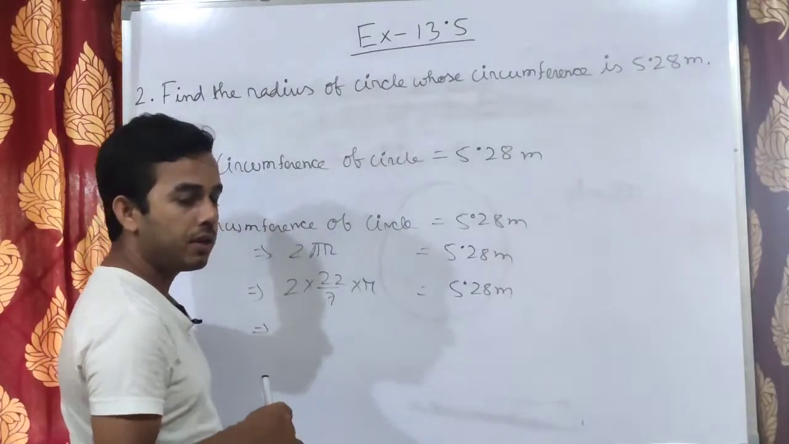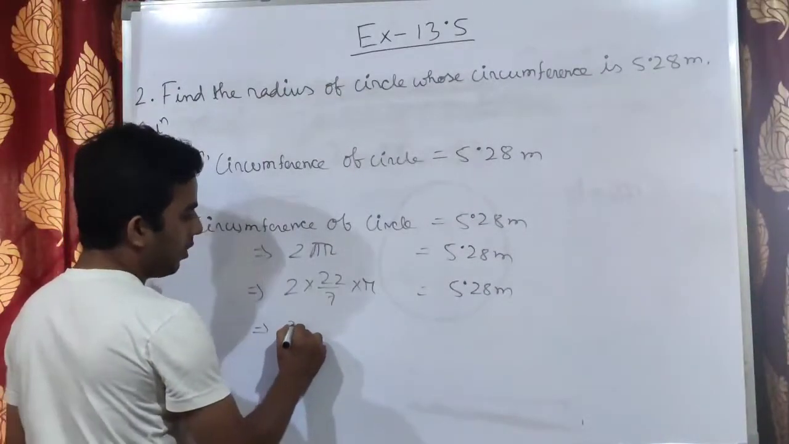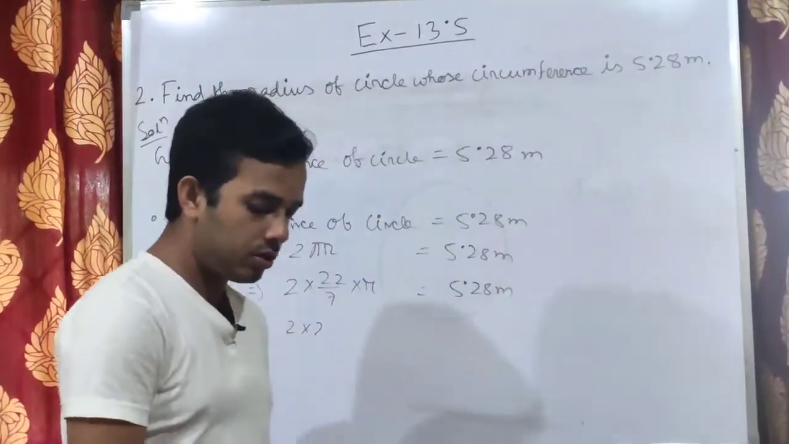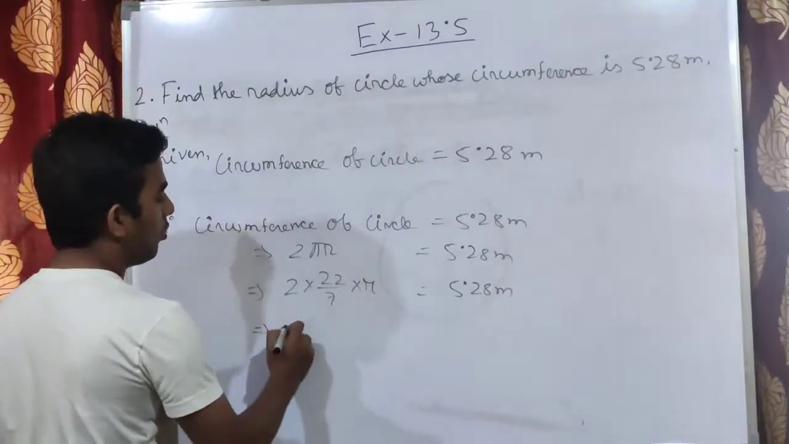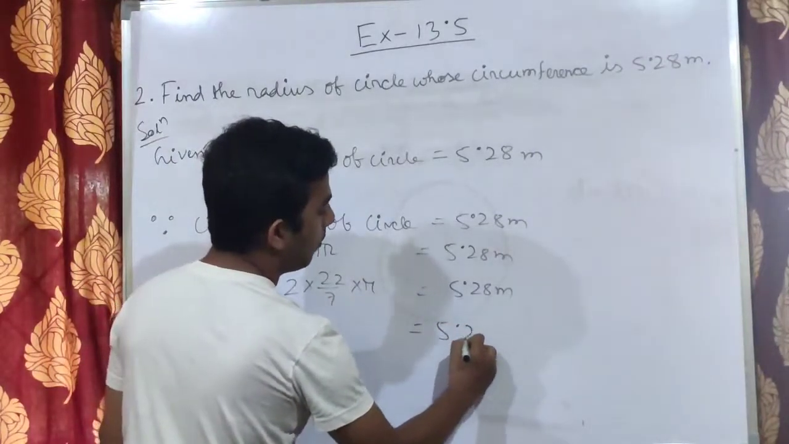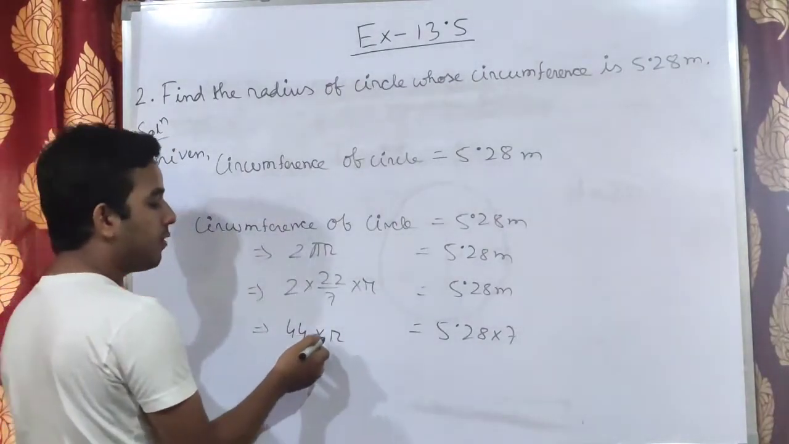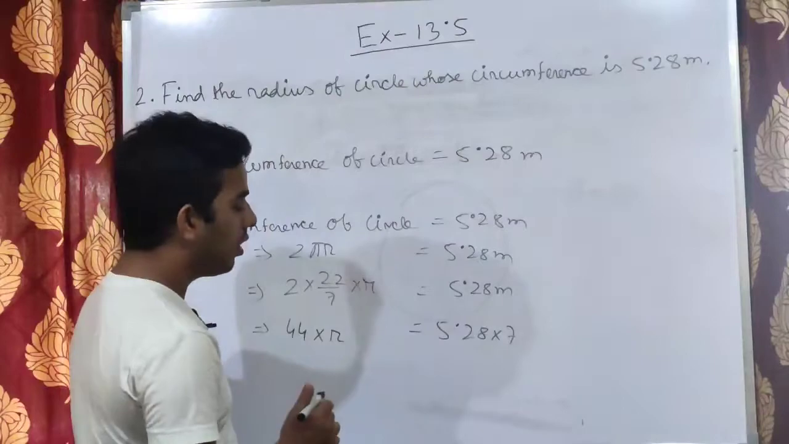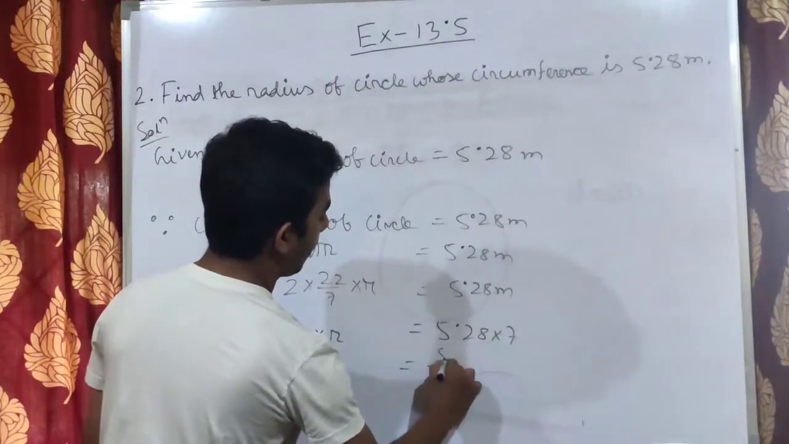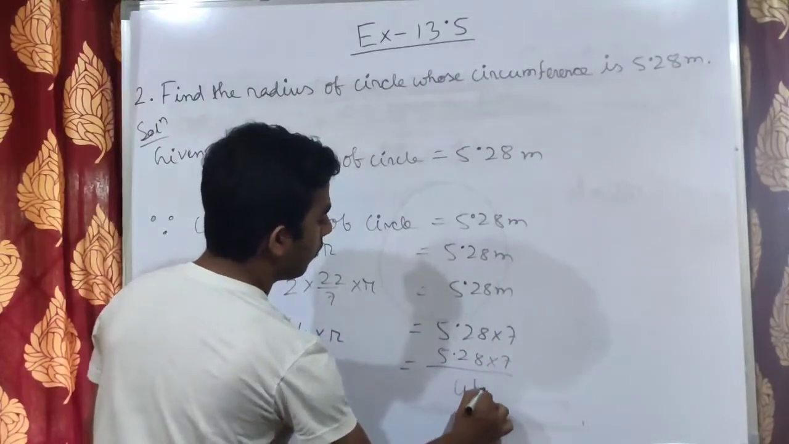Next, as there 7 is divided, right? If we change the side it will get multiplied. So now we will change the side of 7. 2 into 22 is how much? 2 into 22 is 44, so 44 into r equals 5.28 into 7. Next, as 44 is multiplied with r, if we change the side it will be divided. So r equals 5.28 into 7 divided by 44.